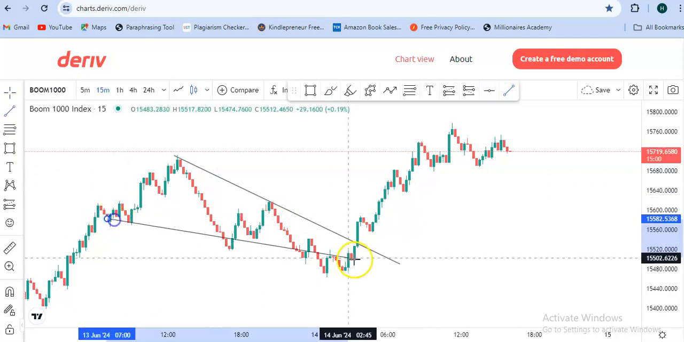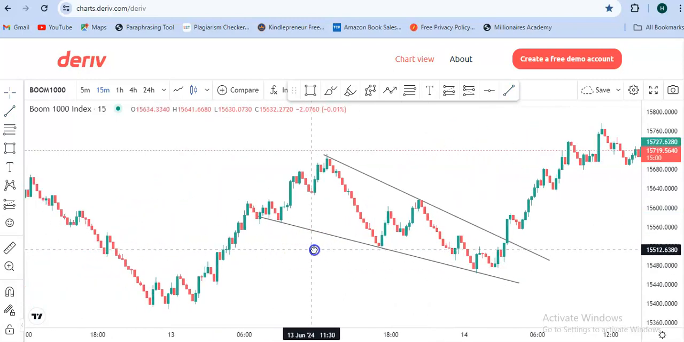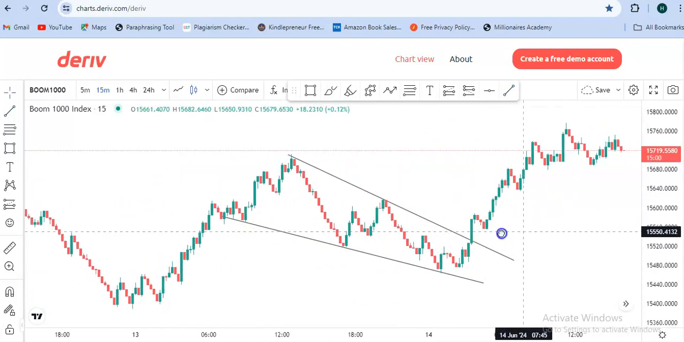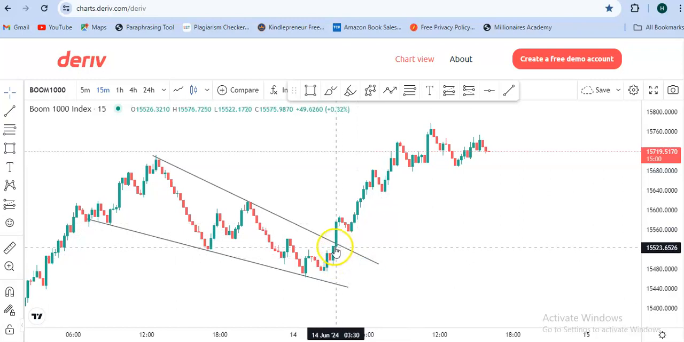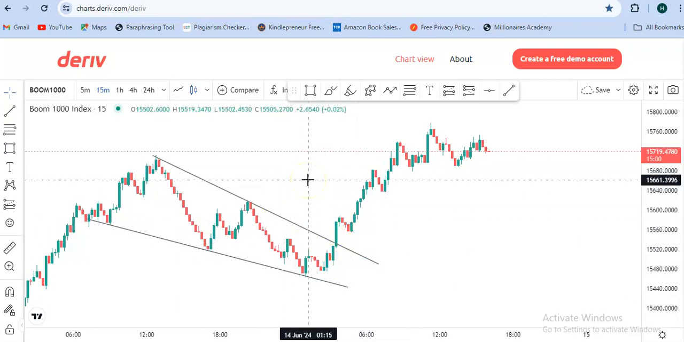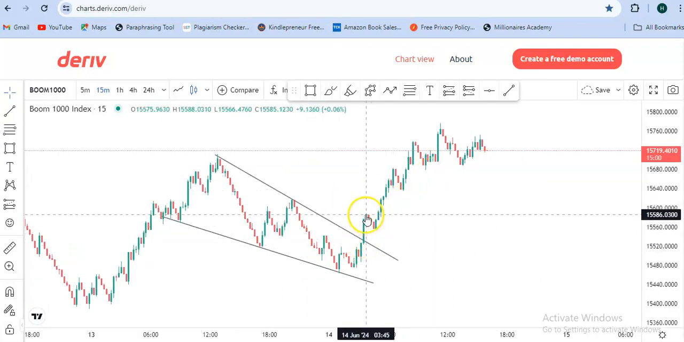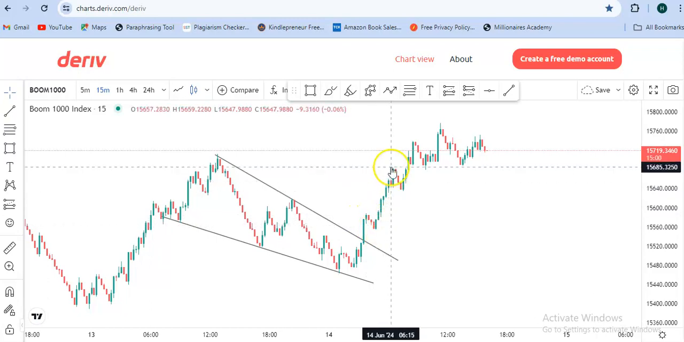Though I missed it before I could get to the house. By the time I could get on the market, it had already played out. You see, this was a breakout, and I posted in the group that the market is going to buy massively, multiple spikes. And as you can see, after the breakout, the market came down to this level and started spiking.